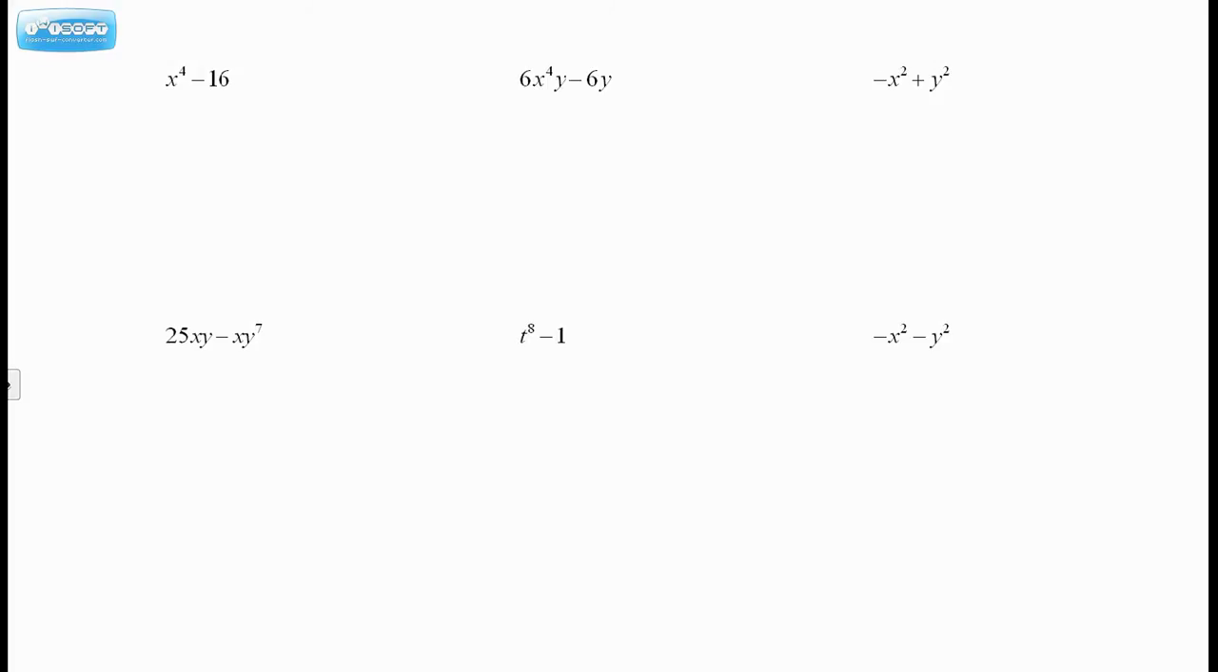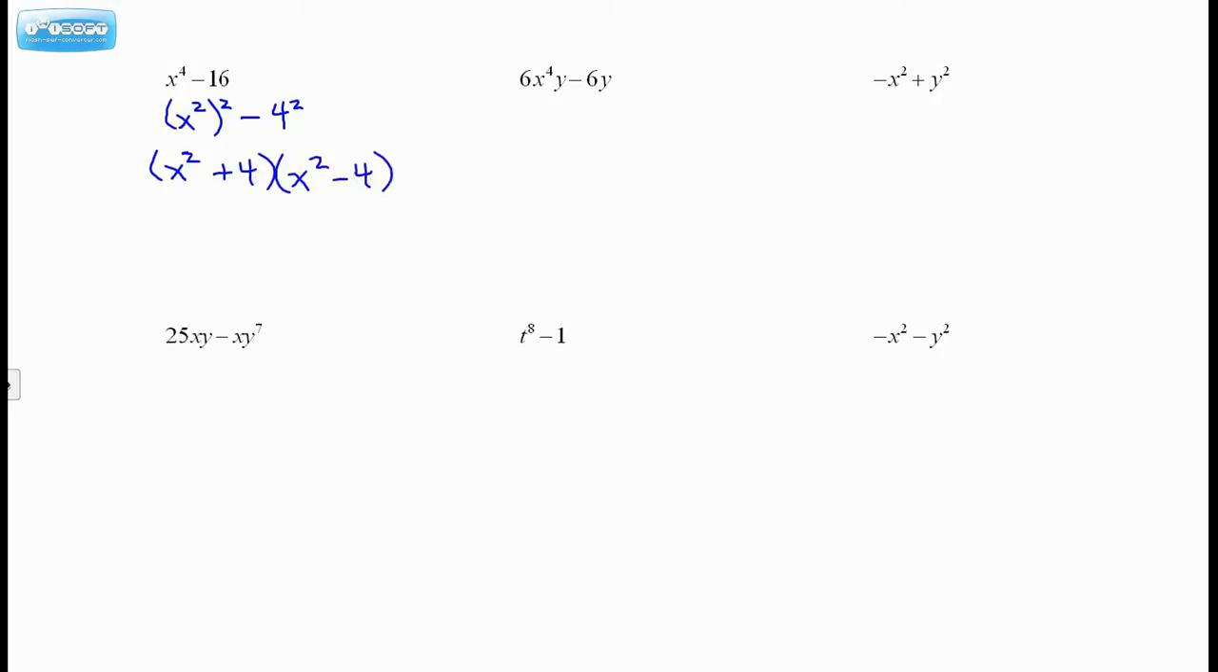x to the fourth minus 16. Now there's no GCF to take out, but x to the fourth, that is a perfect square. That is x squared squared. And this can be written as 4 squared. So I can factor that quickly. That would give me x squared plus 4, x squared minus 4.